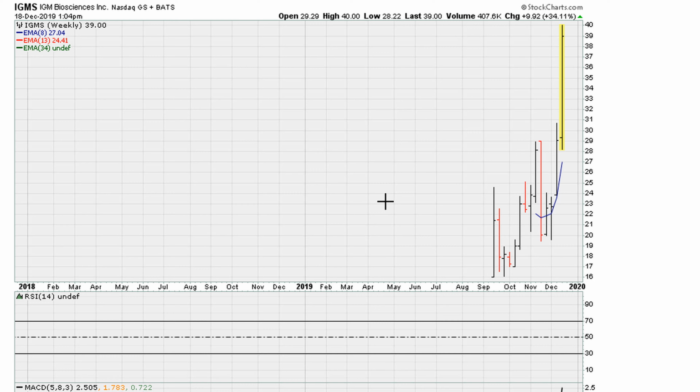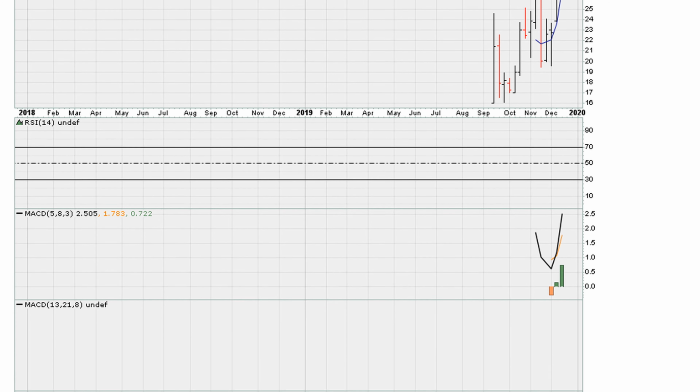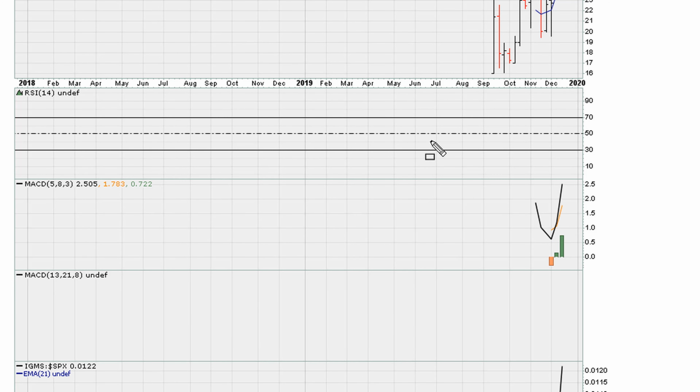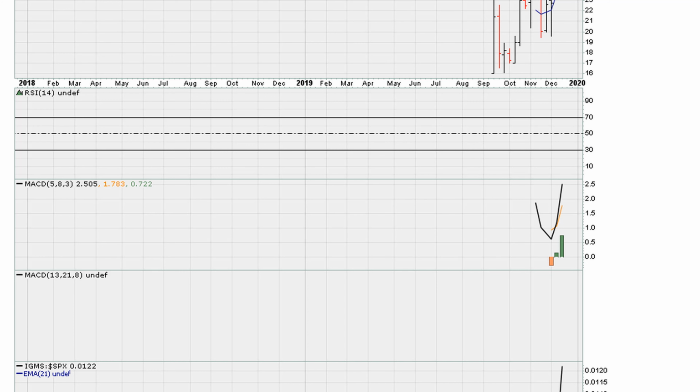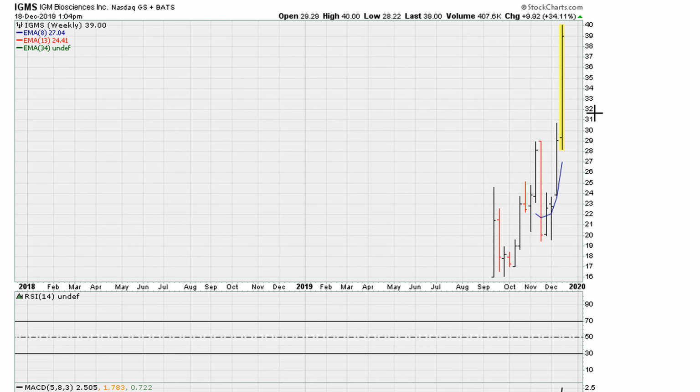So we can see here an IPO that is doing well, and we can see based on the weekly chart we don't even have a fully developed RSI, and one of the MACDs is not fully developed. So we are lacking one of the main ingredients, which is the RSI. So what do you do when you have an instrument that is not fully developed, especially for IPOs?